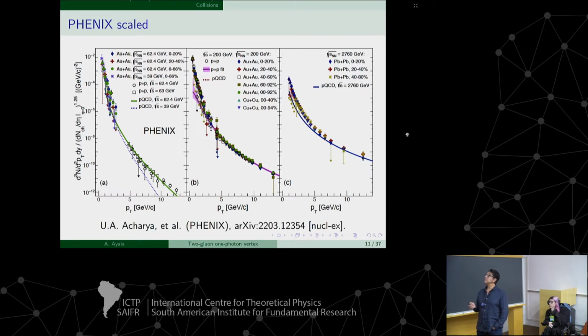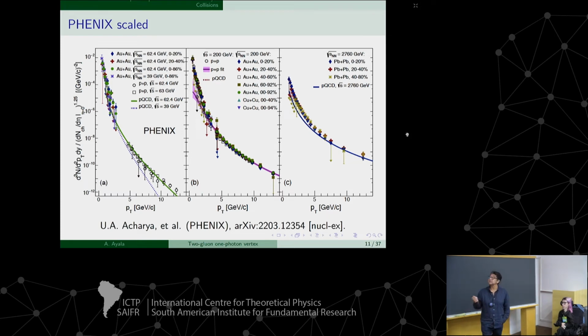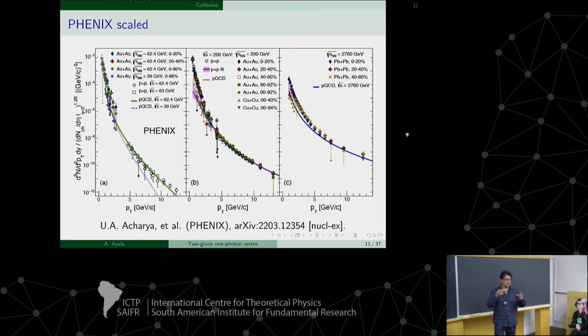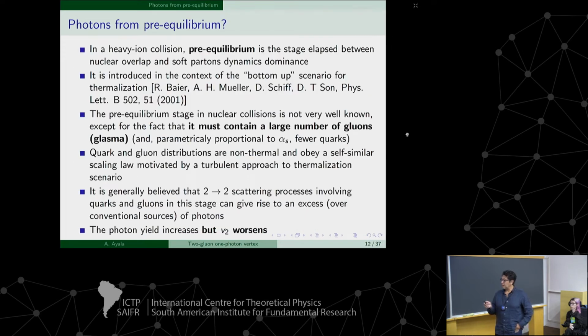So in any case, the message from this transparency is that this excess seems to be there, and it is universal for different collision systems and different energies, of course in the relativistic regime. It seems that people would be reasonably happy with the fact that these are thermal photons. Nevertheless, in recent years, given this discrepancy between the description of V2 and the yields, people have been thinking about what happens if these photons come not from the early thermal stages, but from pre-equilibrium.